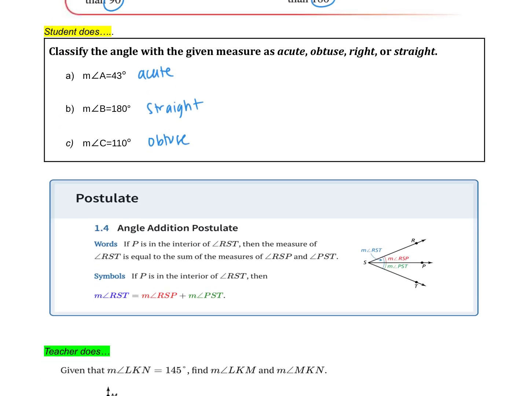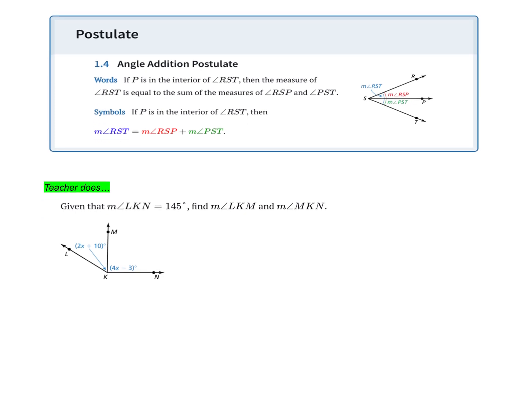Okay, this postulate, all it says is that you're able to add angles together. That's all it says. I don't think we need to read through it. We're just going to take a look at this example. Okay, this is where we have to make sure we are okay with our notation. So it says the measure of angle LKN. So LKN is this whole angle. And that whole angle is 145 degrees. And then it's having us find other angles. I don't care about that just yet.